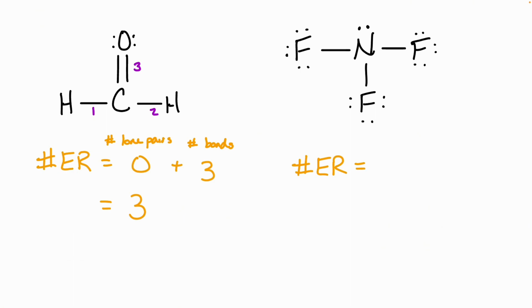So what about in our nitrogen trifluoride here? How many electron regions? We've got 3 single bonds, and then this lone pair makes a total of 4 electron regions. So given a Lewis structure, the first step is always going to be to draw your Lewis structure. Once you have your Lewis structure, we can interpret it to figure out the number of electron regions. This is important because it uniquely points to what's called the electron geometry.